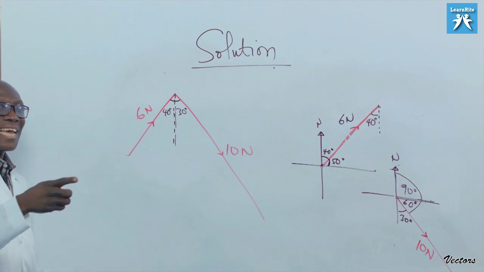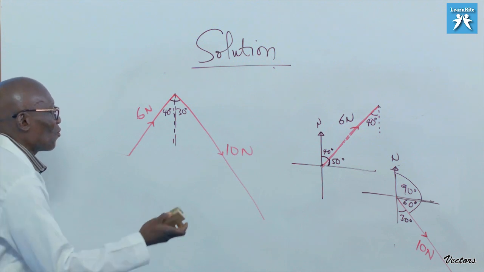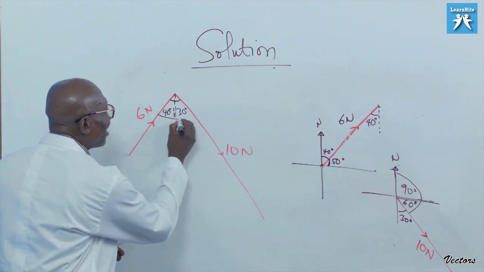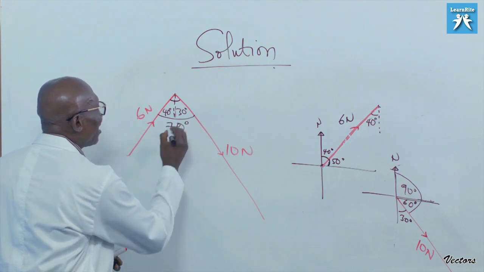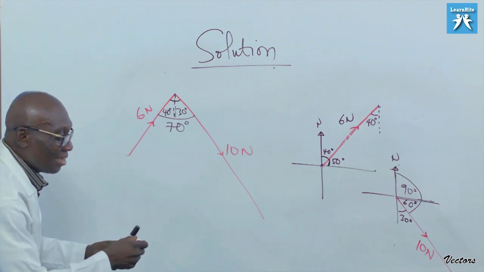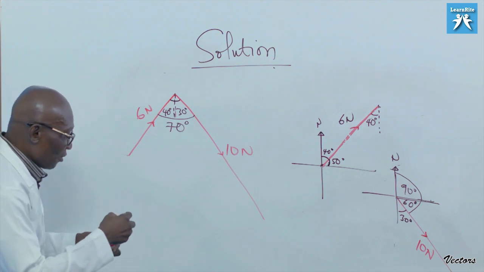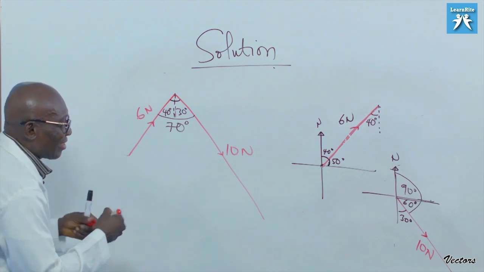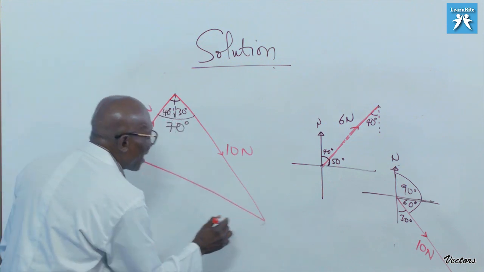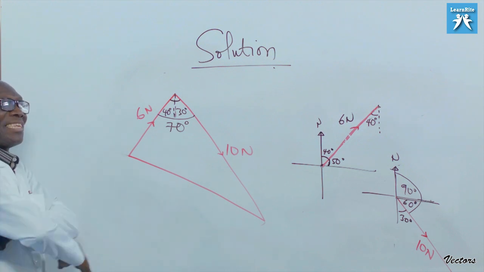And so together, their contribution put together, what are we getting? We are getting an angle of 70. So it means that this angle here should be 70 degrees. Then we want the resultant vector. And the resultant vector is that line drawn to complete the triangle.